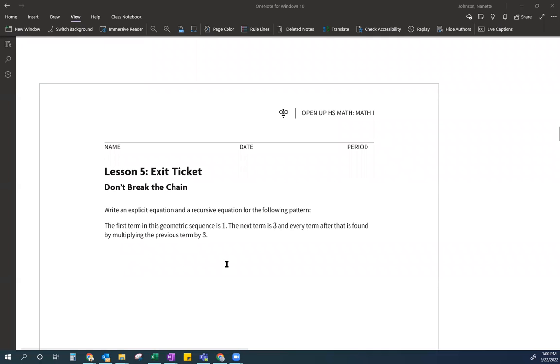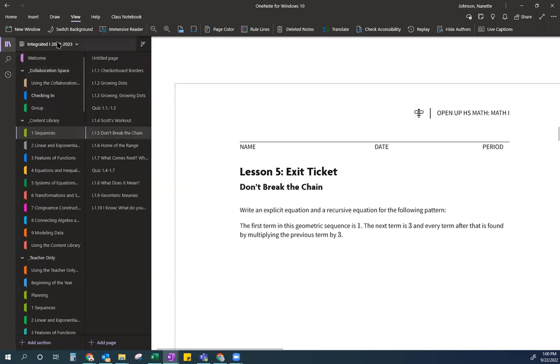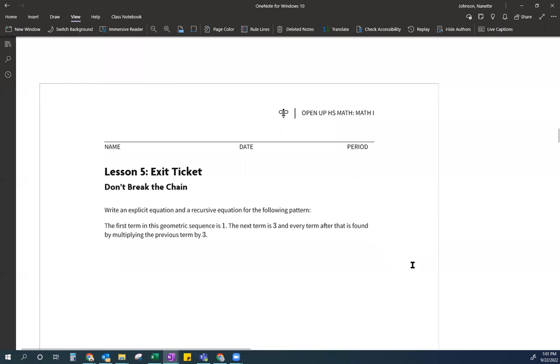So exactly. Someone put in the chat that because it's a geometric sequence, we're going to be multiplying. So I'm going to write that out here because I want these notes to be in your head. Geometric means multiplying.